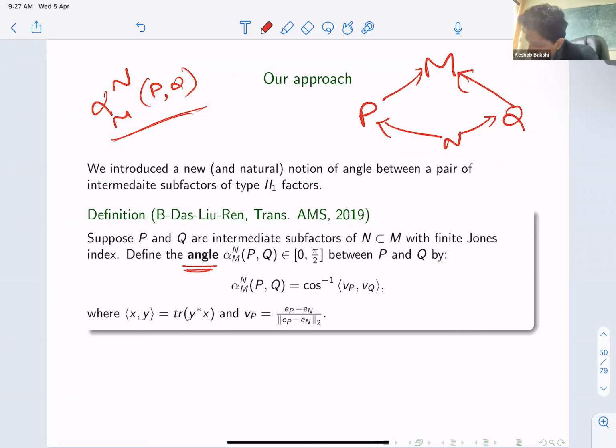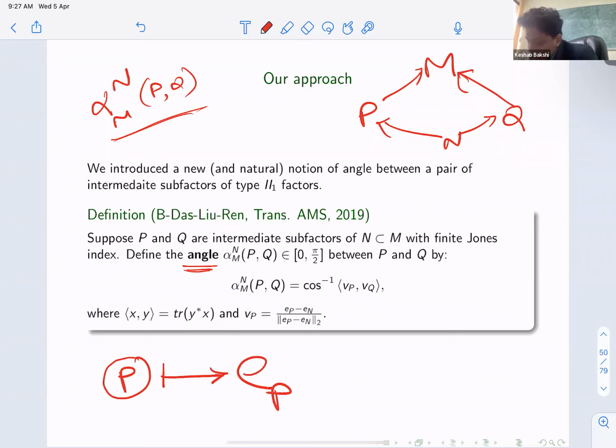I'll define this. So what is important is that a subfactor P can be identified with a certain projection e_P. These are called biprojections, by Bisch's work. So basically now a subfactor becomes a point. This is my Jones projection e_P. Think of this as a subfactor, this is a point, and this is N, e_N. So this is my origin. This is another subfactor, e_P and e_Q now become points.